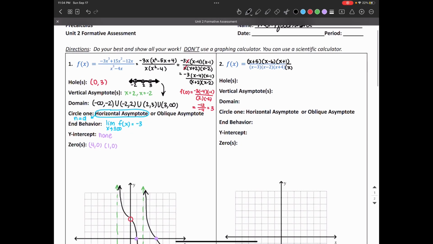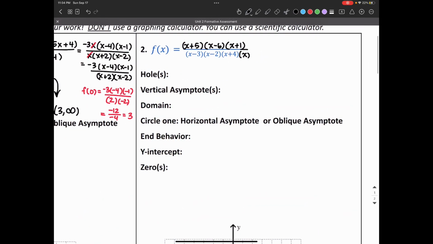All right, for number 2, I have no factoring to do because this is already factored for me. So I'm just going to go straight into finding my important info. The first thing I'm going to look for is if anything cancels. Nothing's going to cancel on the top and the bottom, so there's going to be no holes.